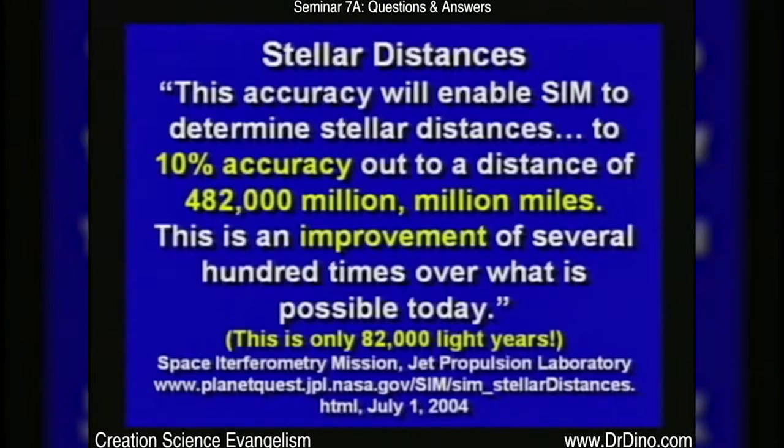It said in 2004 that with the new SIM technology, Space Interferometry Mission, they hope to improve the distance of measuring to stars. And they say this accuracy will enable SIM to determine stellar distances to 10% accuracy out to a distance of 482,000 million miles. That's 82,000 light years. And then it says, this is an improvement of several hundred times over what is possible today.